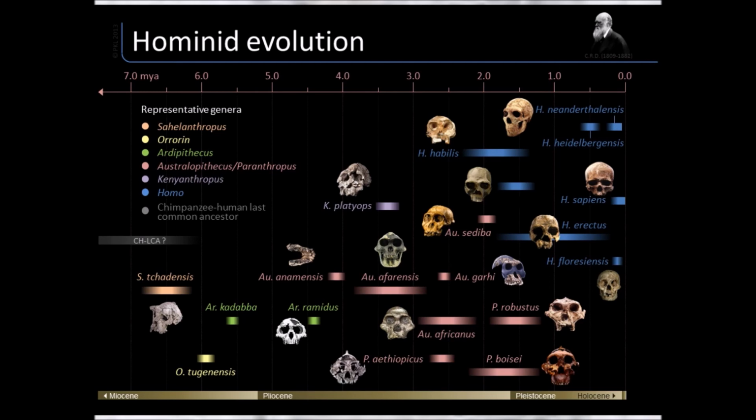We'll talk about, for example, Australopithecus sediba, who's this guy right here, kind of in the middle. And then there's a couple others that we'll talk a little less about, like Homo naledi, who didn't even make this chart. They're so new. We'll talk a smidge about them, but not a whole lot.